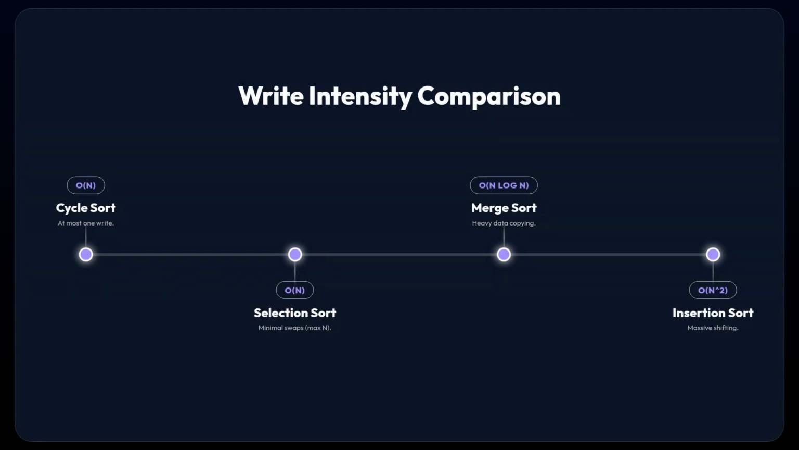If we place this on a spectrum of write intensity, selection sort sits near the theoretical optimum. Cycle sort represents the absolute minimum, performing at most 1 write per element, but it is complex to implement. Selection sort offers a practical linear write complexity, far superior to merge sort's copying overhead or insertion sort's cascading shifts.